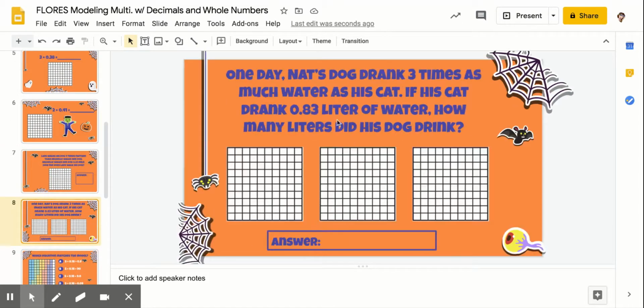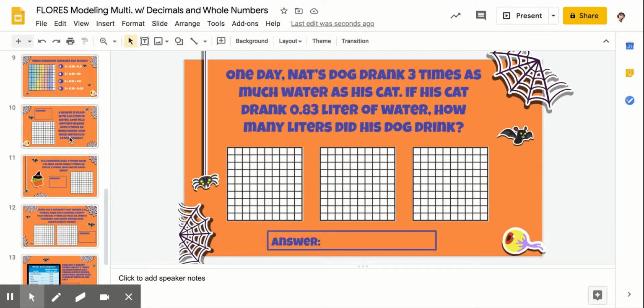Now, on number 8, it says that one day Nat's dog drank 3 times as much water as his cat. If his cat drank 83 hundredths liter of water, how many liters did his dog drink? You notice that this number is much larger than numbers we've done before, and you've got 3 whole hundreds grids. So that means you're probably going to have overlapping amounts. So you'll end up having a couple holes and then some left over. So make sure to keep that in mind.